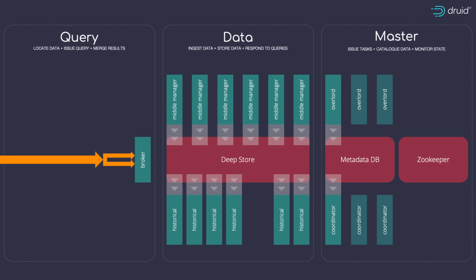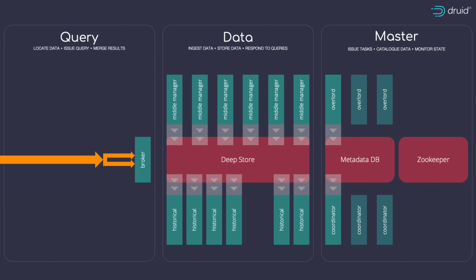New in Druid 0.18 are query lanes. That means that in configuration or programmatically, I can determine if a particular query should cut to the front of the line, or, as we'd say in the UK, jump the queue, and be executed ahead of other queries.